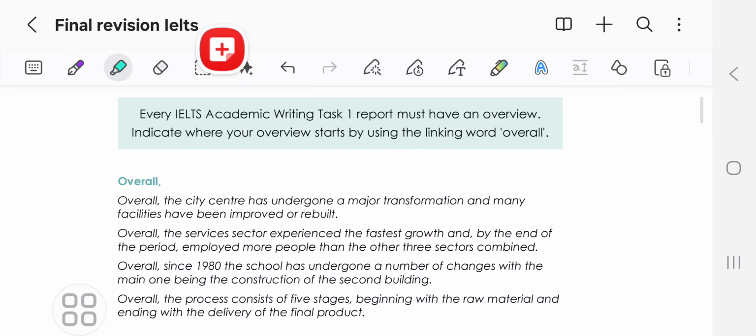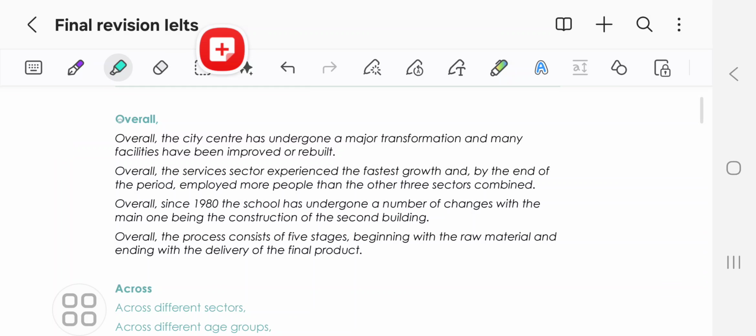Now overview. So every IELTS task 1 report must have an overview. This is imperative, you can't miss it. And you indicate where your overview starts by using the linking word overall. Remember that. Okay, so you have to indicate this. Don't use any other word. Overall. I can't say this enough. You have to understand, you have to use overall here.